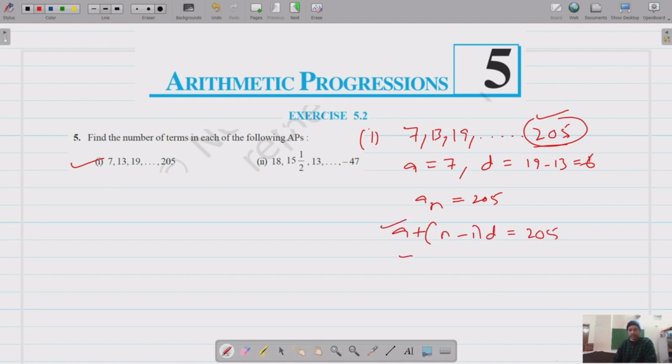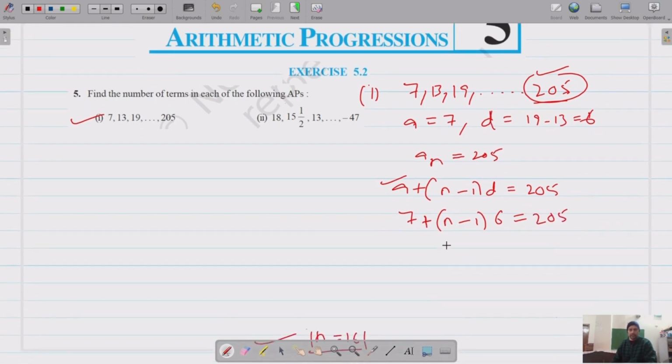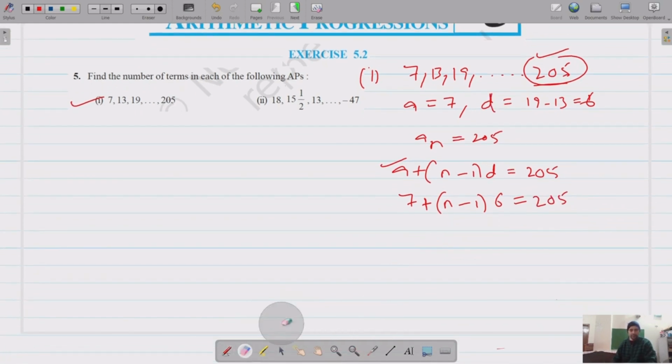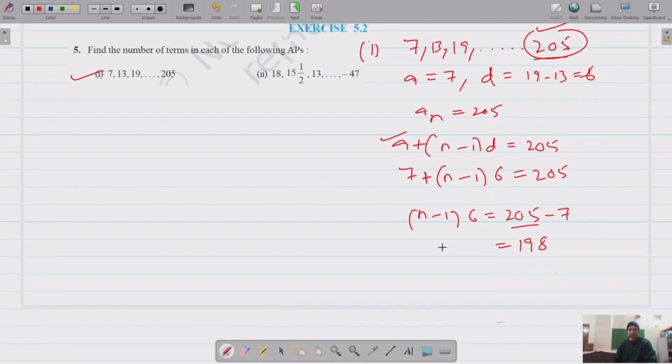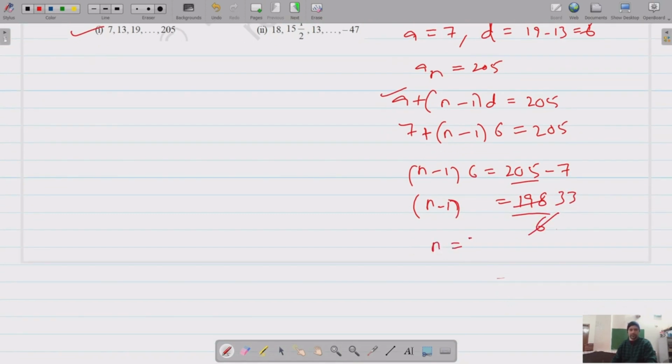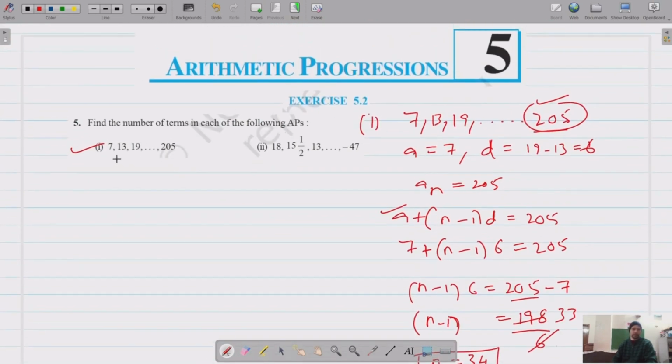And we know that the nth term is A plus n minus 1 into D. So A is 7 and n minus 1 into D, D is 6. I'm not going to open the bracket. I'm just going to take 7 to the other side. So it's n minus 1 into 6 is equal to 205 minus 7. So that gives me 198. Okay. So n minus 1 is now divided by 6. So 6 threes are 18 and 6 threes are 18. So n is 34. So the number of terms in this one is 34.